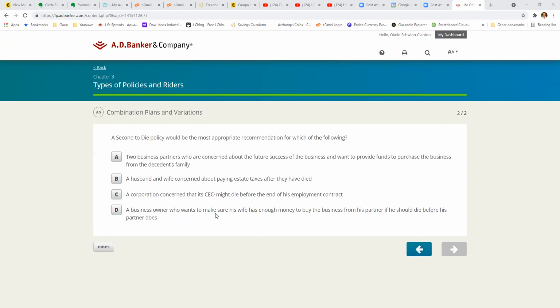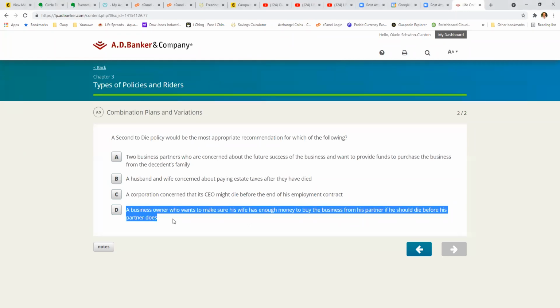A business owner who wants to make sure his wife has enough money to buy the business from his partner if he should die before his partner does. This is called a buy-sell agreement. And it's very powerful insurance. This I'm just going to mention very briefly.